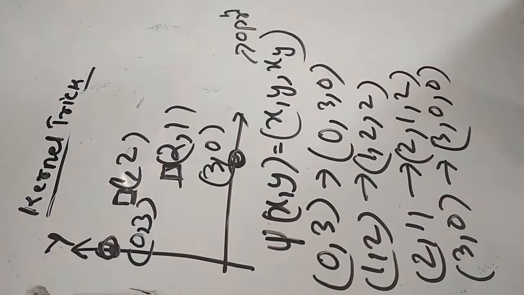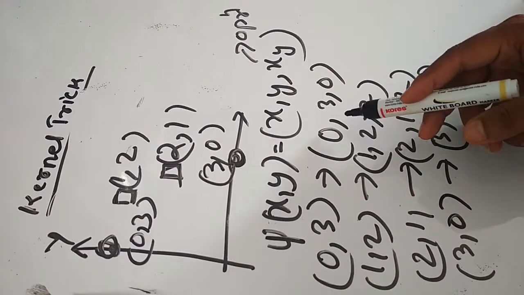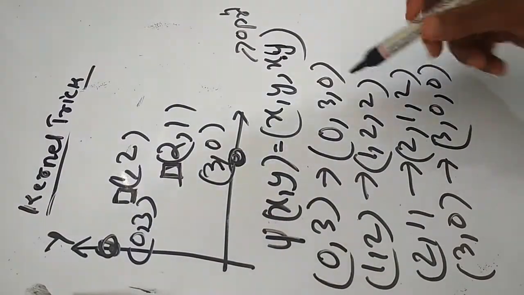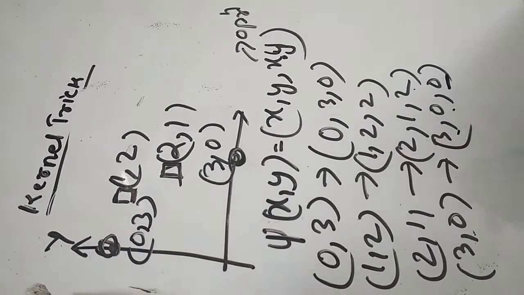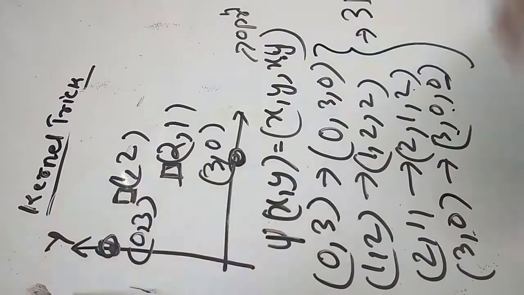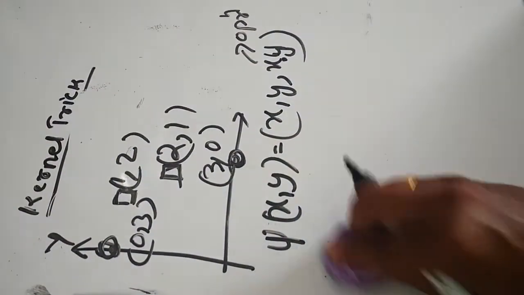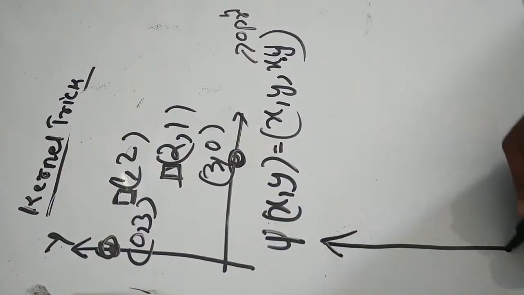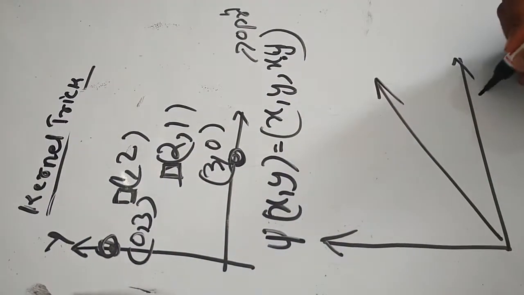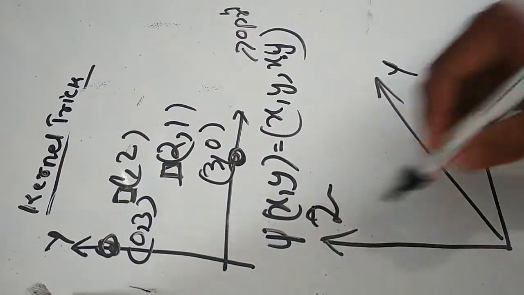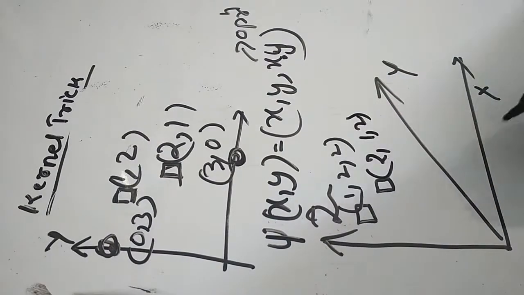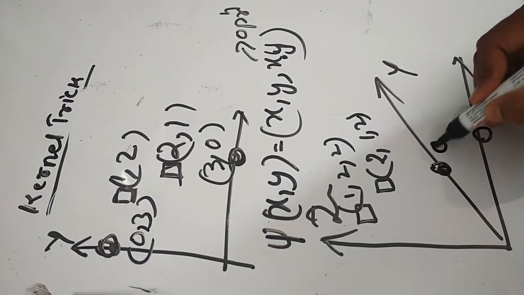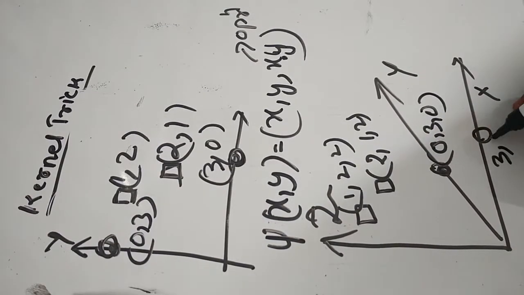Okay, so these are the points. If 0, 3 is written, then that can be represented as 0, 3, 0, because x into y is 0. Then 1, 2 becomes 1, 2, 2, then 2, 1 becomes 2, 1, 2, then 3, 0 becomes 3, 0, 0. So we have to represent this pattern in 3D. This can be represented in 3D like this. This is x, this is y, and this is z. Here 2 points are there, that is 1, 2, 2 and 2, 1, 2. Then circle points are there, 0, 3, 0 and 3, 0, 0.